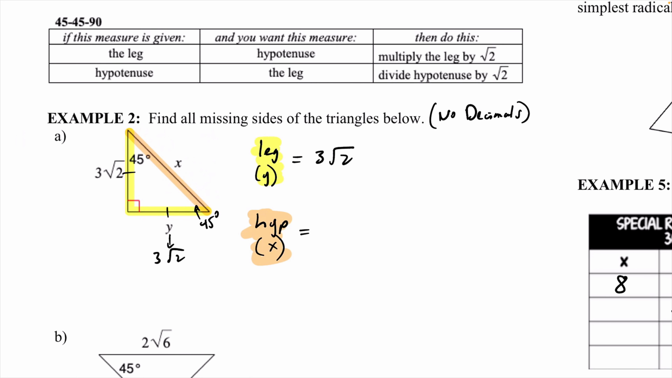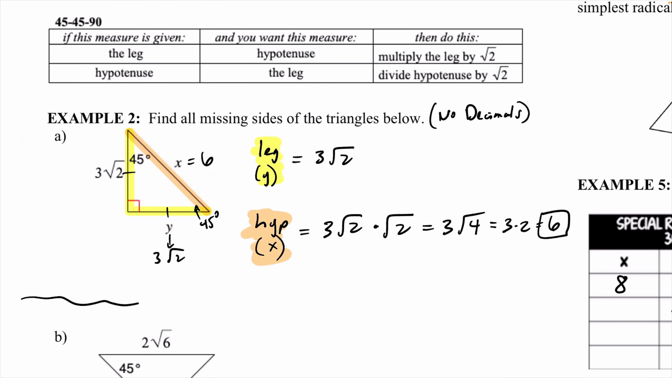So if I have a leg and I've got to find a hypotenuse, multiply the leg by the square root of 2. So we said the leg was 3 times the square root of 2, and I have to multiply that by another square root of 2. So I've got a 3, a 2, and a 2. Which ones can I multiply, or which ones can I not multiply, or what's the story? The 2s, right? So 2 times 2 is 4. What is the square root of 4? 2. So it's really just 3 times 2.